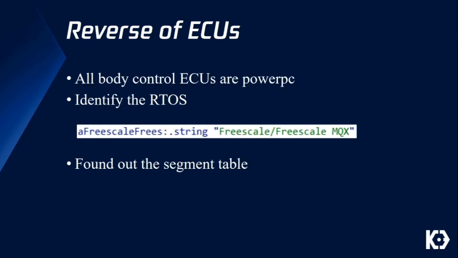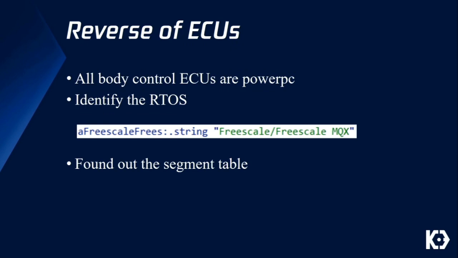And when we talk about the reverse of ECUs, it's very lucky, it's good luck, because all the body control ECUs are PowerPC. IDA has a decompiler for PowerPC, so it can make the reverse work a little bit faster. And then we found a string in the firmware: Freescale MQX. That's the Freescale-made RTOS, and for this RTOS you can download some source code online.